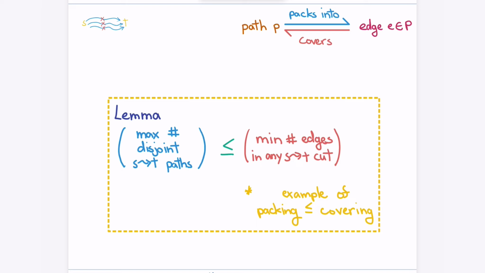But it says that the maximum number of disjoint S-T paths, the most number of paths I can take, is at most the minimum number of edges in any S to T cut. And this is in fact going to be true of any packing covering situation like this. And maybe when we go through the proof of just this, you'll see, oh, okay, we're not using that much structure after all. But can anyone in one shot explain why this is true?